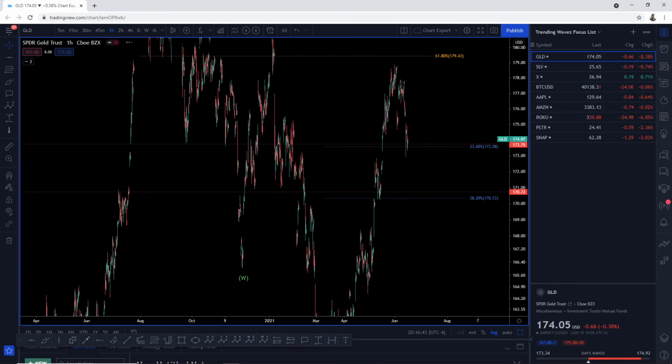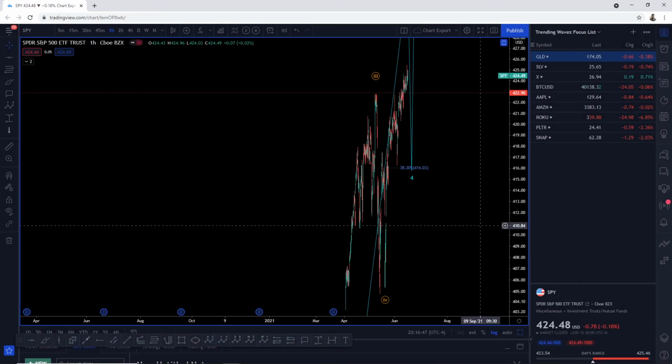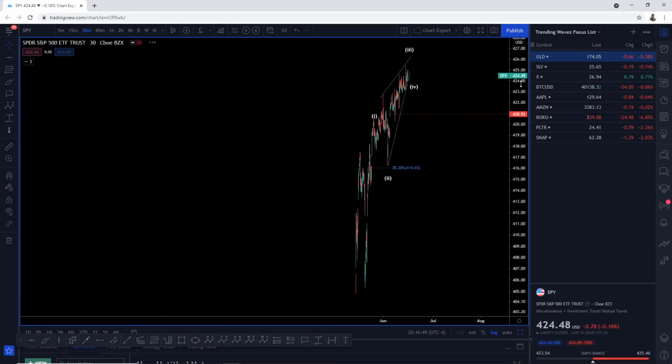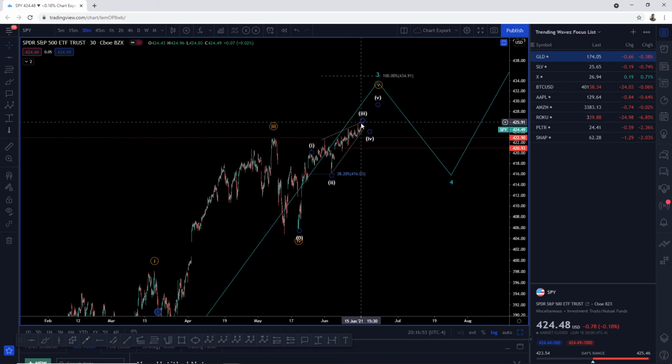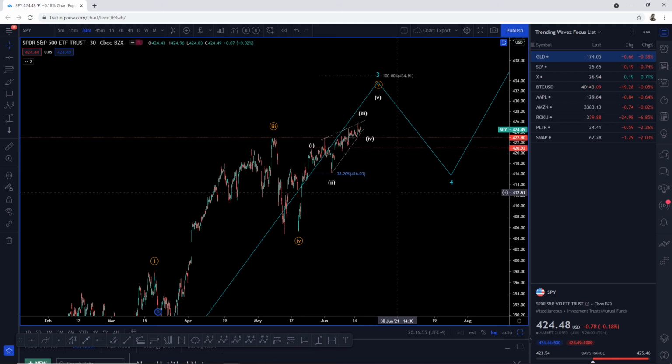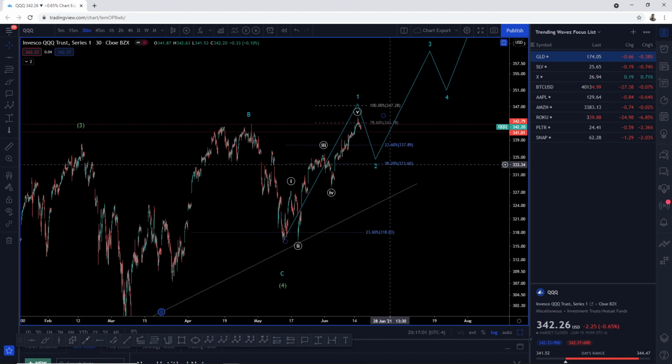All right, guys. So as I mentioned, SPY, keep an eye out for these levels. Anything that we see as a pullback, keep an eye out for 422. The Qs, keep an eye out for continuation to the downside at the 337, 333.